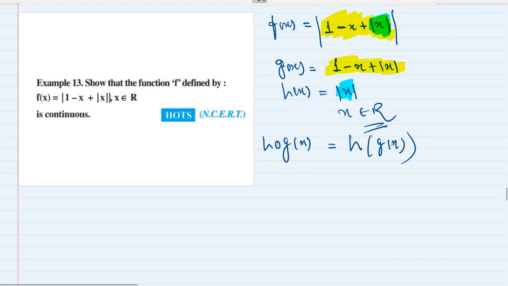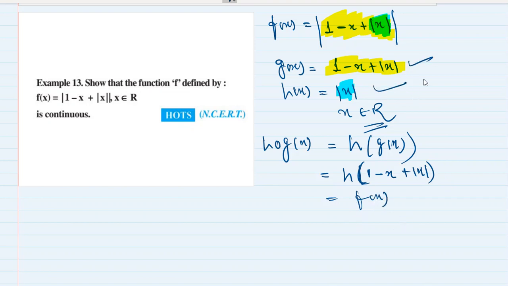Okay, can I write h of g of x as h of 1 minus x plus mod of x? Yes, I can. And what is h of 1 minus x plus mod of x? It is nothing but f of x, right? So we are defining two separate functions and we are proving them to be equal to our original function.